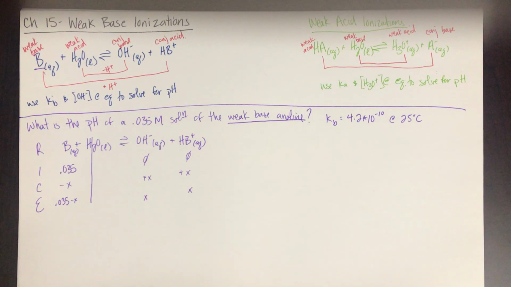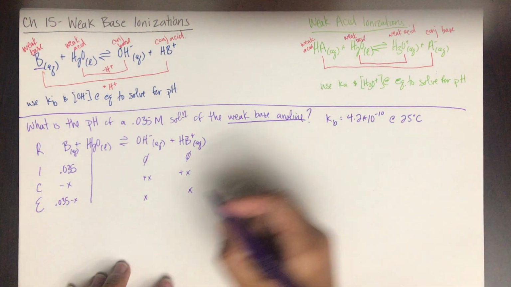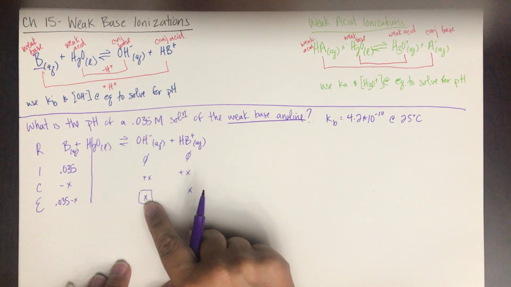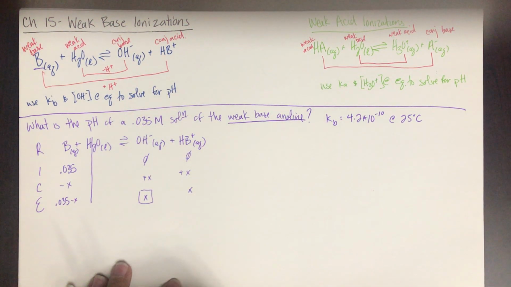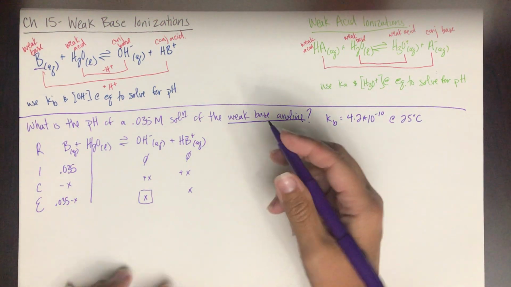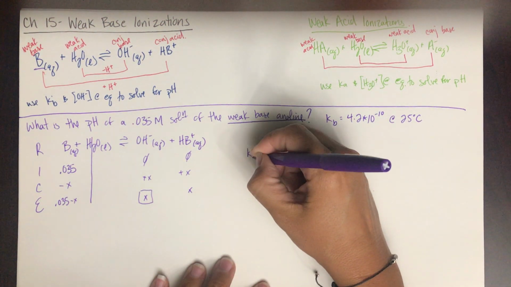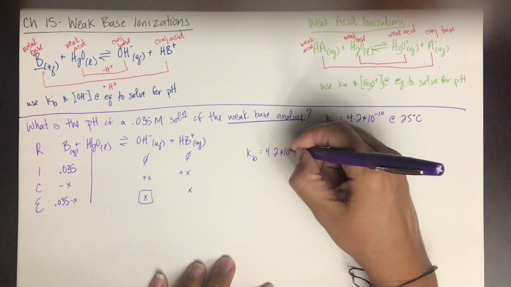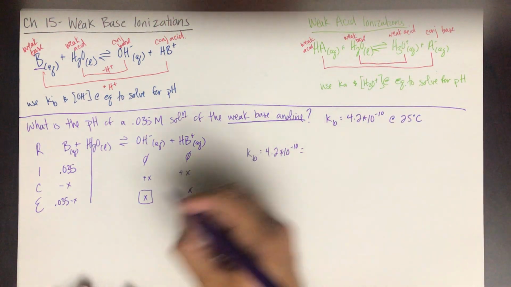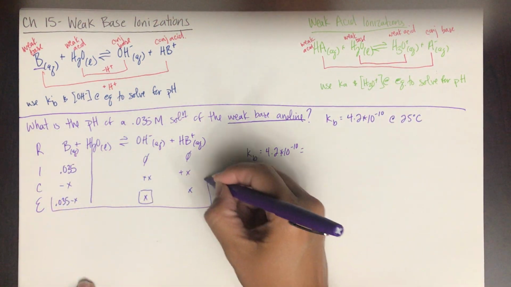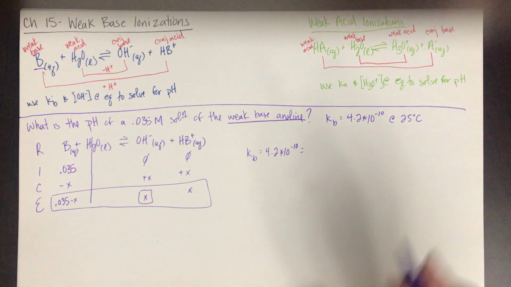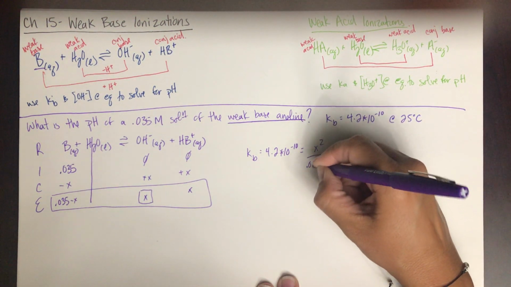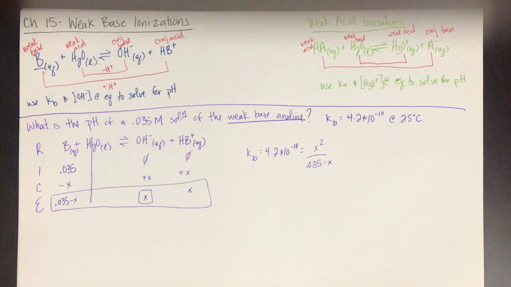So now we're just going to solve for X, because we are going to use whatever the concentration of hydroxide is at equilibrium to solve for the pH. So over here, I'm going to say Kb, which is 4.2 times 10 to the negative 10th, equals all of this in the equilibrium row, equals X squared over 0.035 minus X.